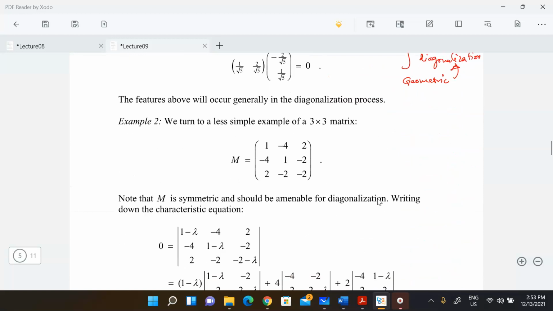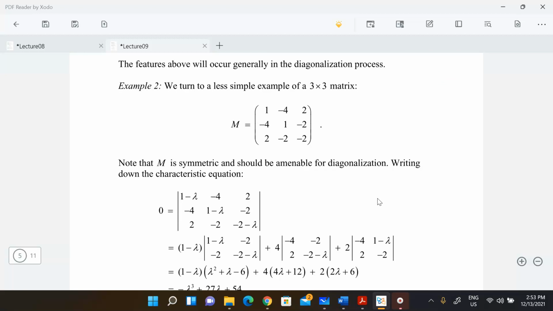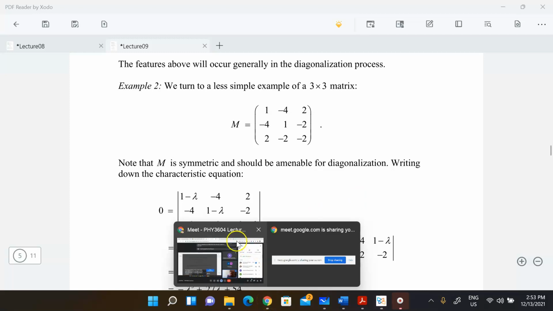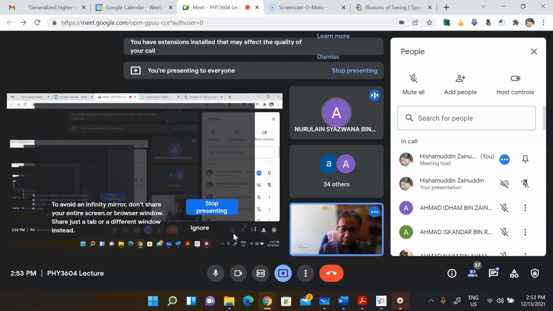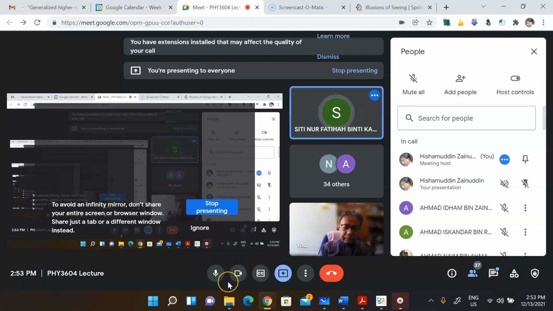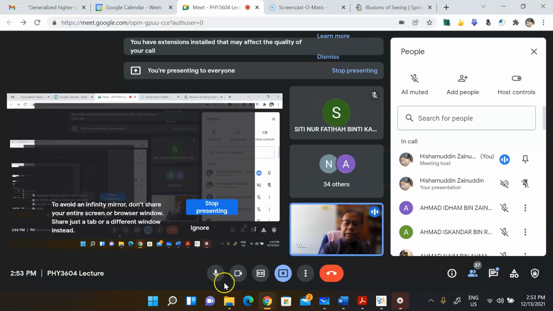Perhaps, here's another, a bit more elaborate example, where instead of a 2 by 2 matrix, we can now extend it to a more general matrix, which I think I will try to take a break before continuing. Is that okay? Okay, so let's take a 5 minute break.